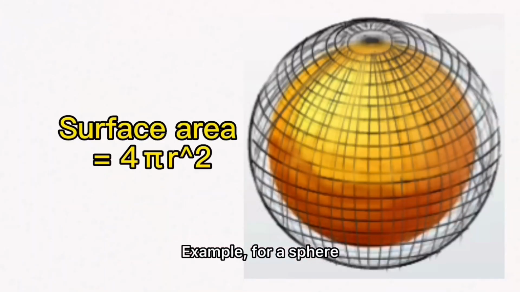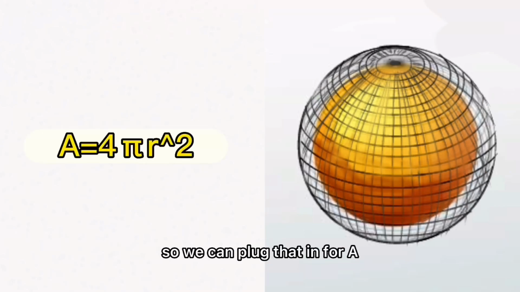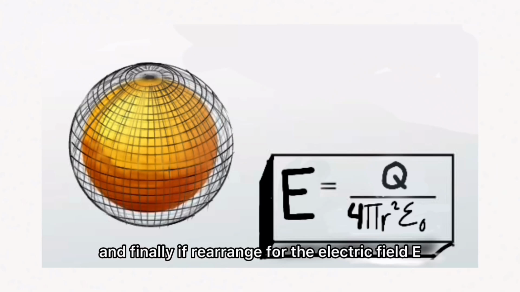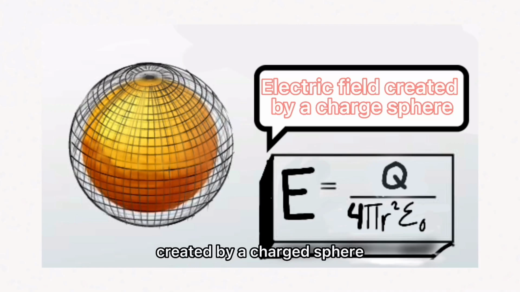Example, for a sphere, the surface area is given by 4 pi r squared, so we can plug that in for A. And finally, if we rearrange for the electric field E, we find that the electric field E is equal to Q over 4 pi epsilon 0 r squared. This is an expression for the electric field created by a charged sphere.